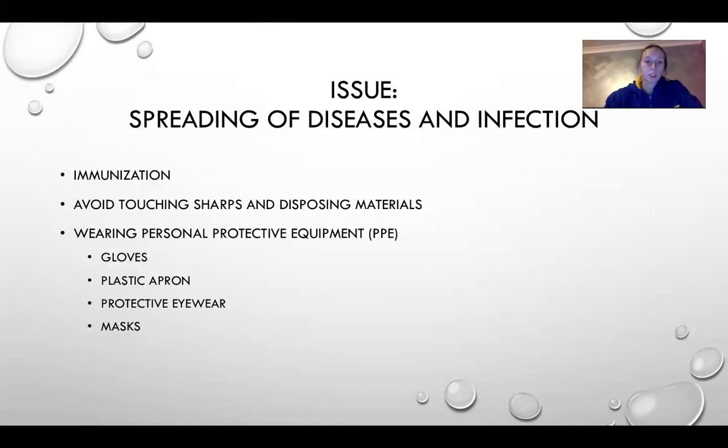There is a huge issue in the hospitals in Australia, and this is the spreading of diseases. This can be avoided by having your correct immunizations. You should avoid touching sharps and disposing materials. It is necessary to wear personal protective equipment. This includes gloves, plastic aprons, protective eyewear, and masks.